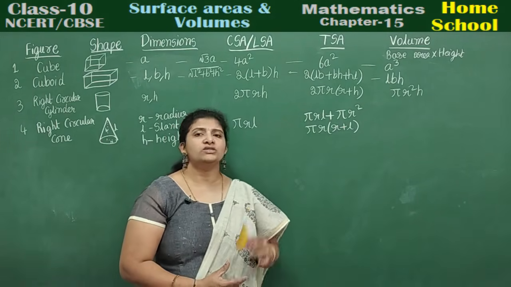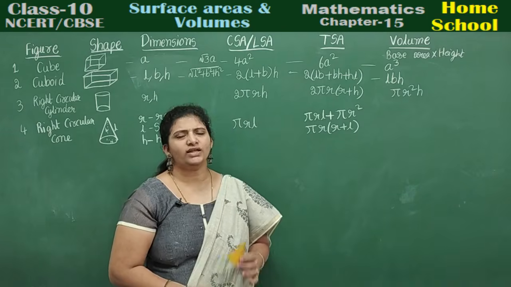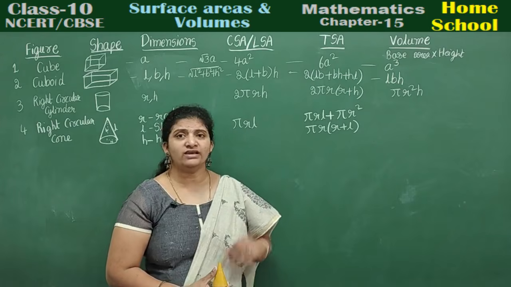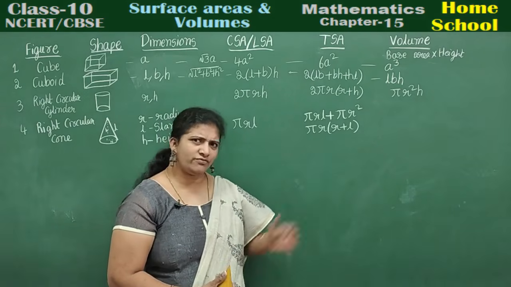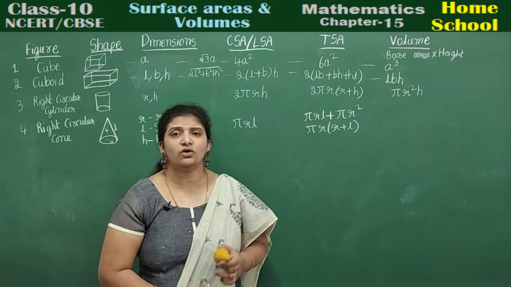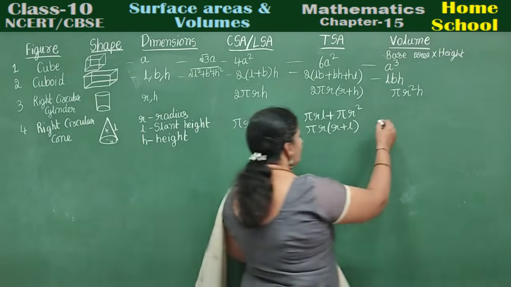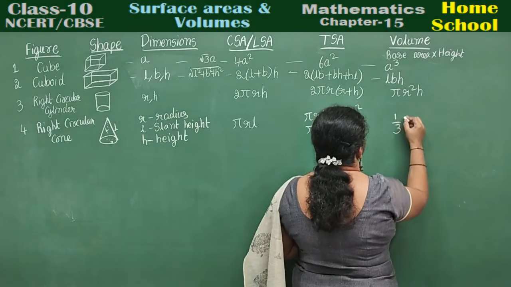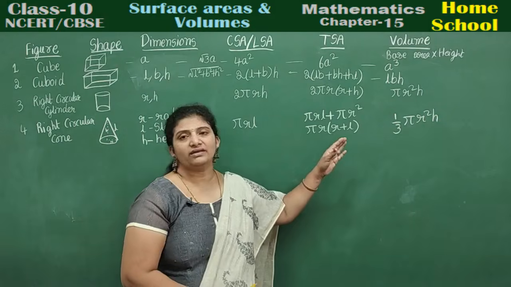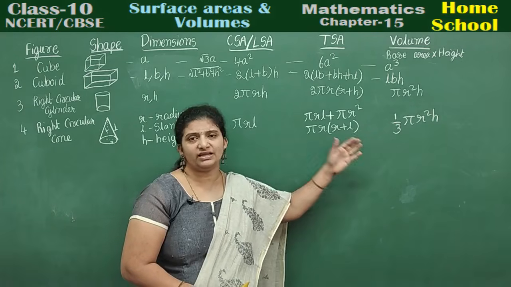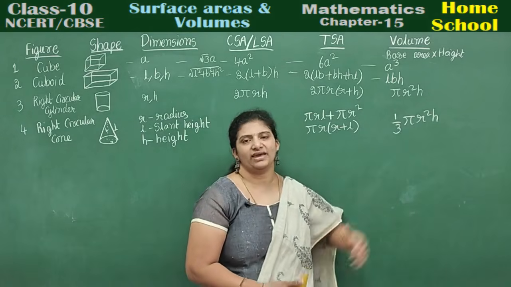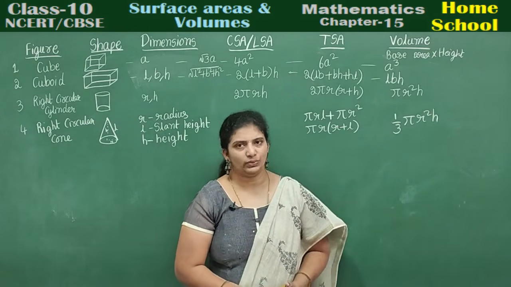When we come across the volume of a cone, what is the volume of a cone? It is 1/3 the volume of a cylinder. What is the volume of a cylinder? Pi r square h. 1/3 of its volume is the cone. So write here, 1/3 the volume of a cylinder. 1/3 of a cylinder is the volume of a cone. So it is 1/3 pi r square h cubic units.